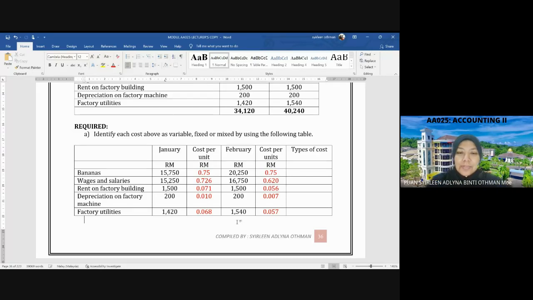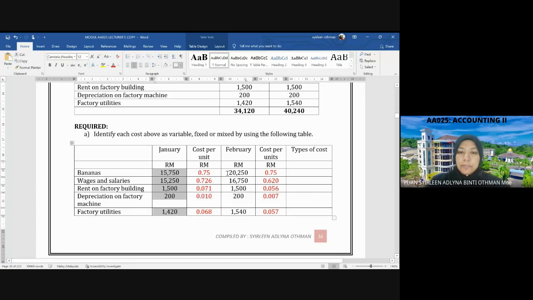Alright. So sekarang, the easiest one is actually kita cari fixed cost dulu. Okay, fixed cost tu maksudnya, kita tengok total. You tak payah tengok yang per unit, you tengok total. Tengok total Januari dan tengok total February yang mana nilai dia sama kedua-dua bulan. Okay? Kalau saya tengok dekat sini, ada dua item ni.